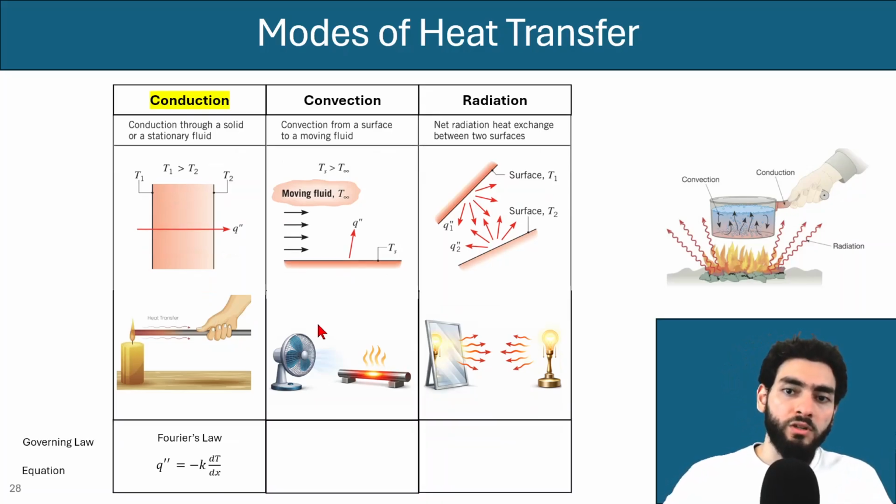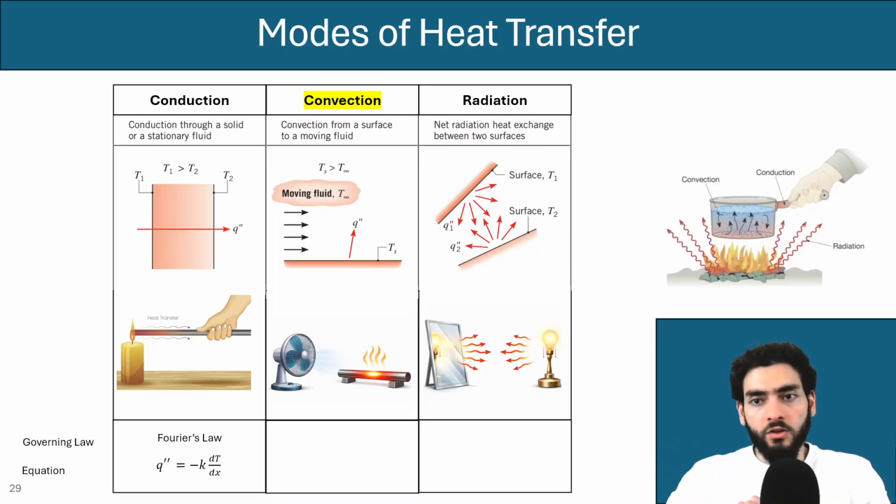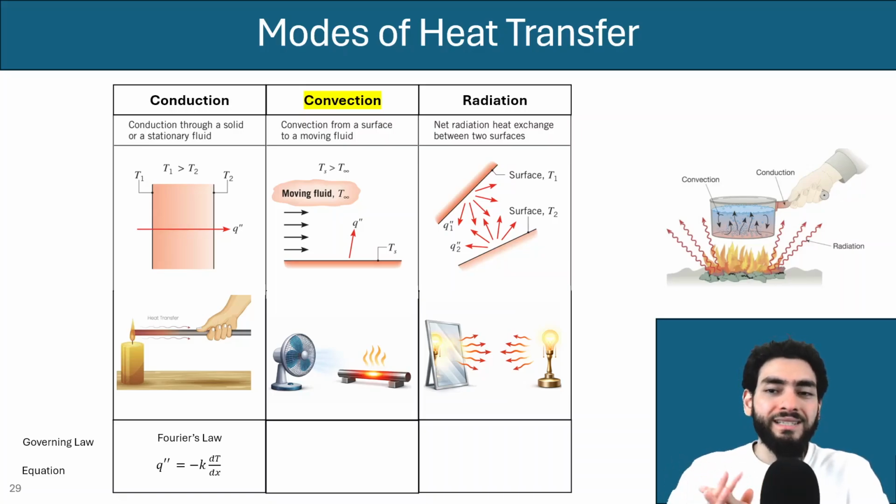So we've already talked about conduction, and we've seen what the governing law and the equation for conduction is. Now we're going to talk about the second mode of heat transfer, which is convection. As I've mentioned earlier, convection occurs when you have a moving fluid. Let's say you have a moving fluid moving over a stationary solid surface, and that surface is hotter or has a different temperature than the fluid moving over it. If that surface is hotter, you're going to have heat flow from the surface into the moving fluid.